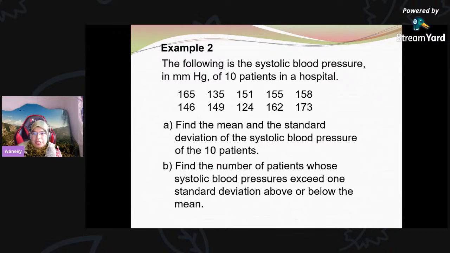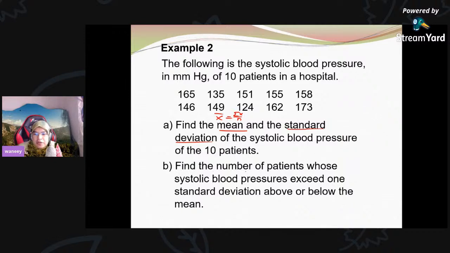Find the number of patients whose systolic blood pressure exceeds one standard deviation above or below the mean. Okay, so let us read carefully. The first one, find the mean. So you have to know what is the mean or x bar. So this is summation of x over n. So we have to calculate the summation of x. The standard deviation, so I have to calculate the variance first, and then take the square root of the variance in order to calculate the standard deviation.